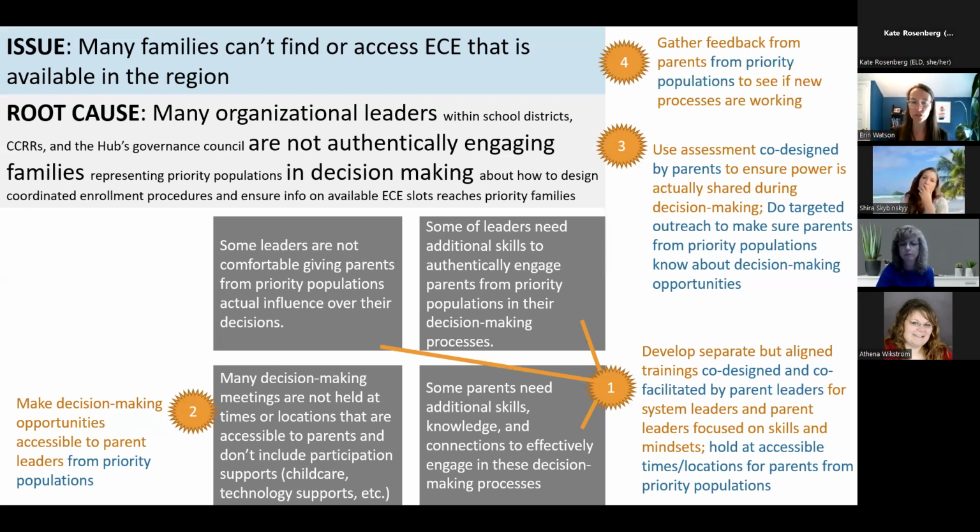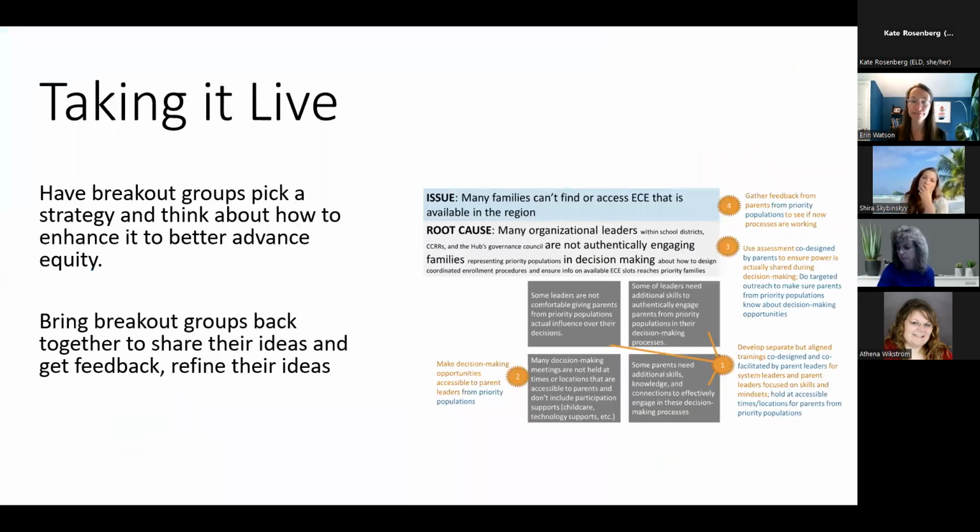Okay, so how do you take this live? Similar to how we talked about with the root cause tip, have breakout groups pick a strategy and think about how to enhance it to better advance equity. Think about those tips that we just talked about. Bring those breakout groups back, have them share their ideas. Maybe there's things that they inspire in each other, and do kind of exactly what we just did here, where you're literally editing your strategies to add in a focus on equity.